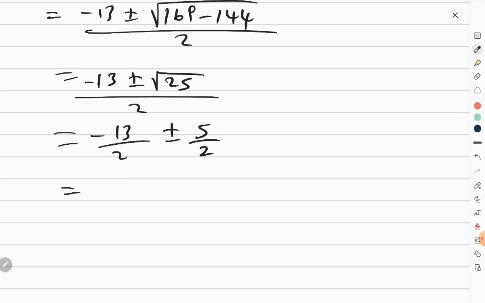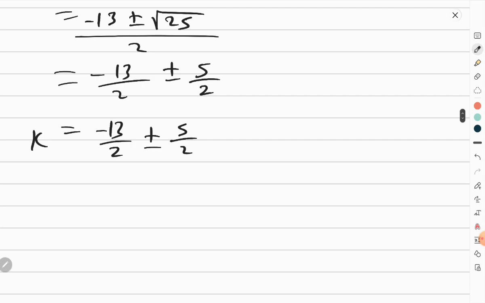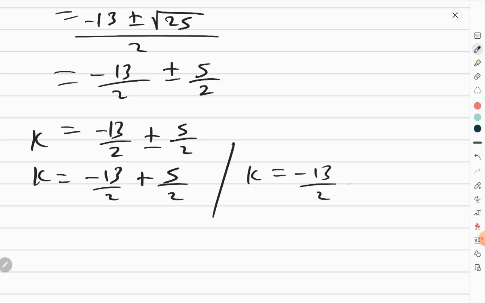Now, what are we having? We have minus 13 over 2 plus or minus, of course I'm just repeating the same thing. Anyway, these are the values of k. The first value of k is minus 13 over 2 plus 5 over 2. Then another value of k is equal to negative 13 over 2 minus 5 over 2. So that's basically that.